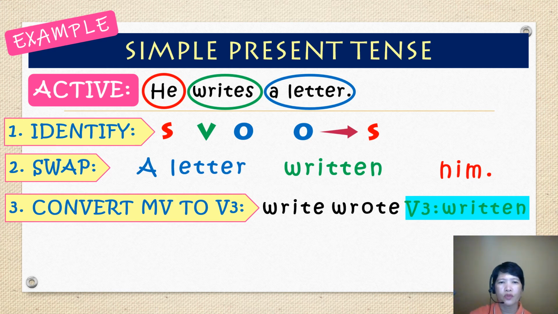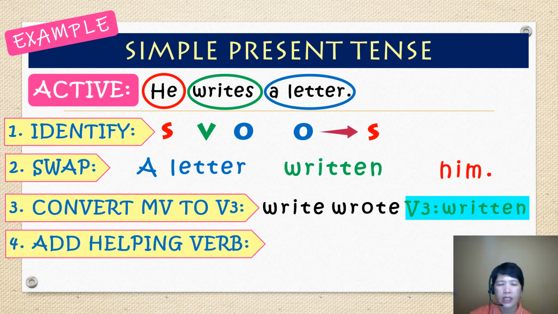So let's move on to the fourth step, which is to add the proper helping verb. The verb tense depends on the tense used in the active voice, and it depends also on the form of the new subject, which in this case is a letter. So we will use the helping verb is. We now have a letter is written him. So it doesn't make sense still.